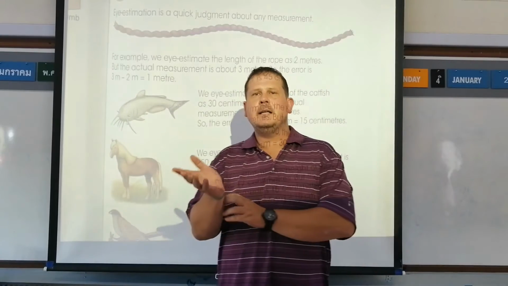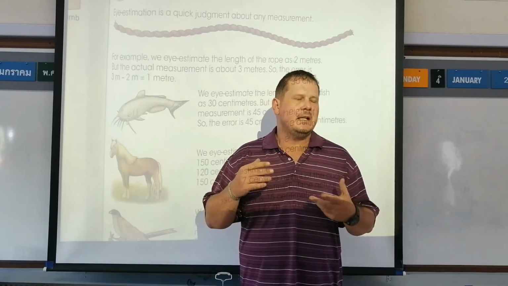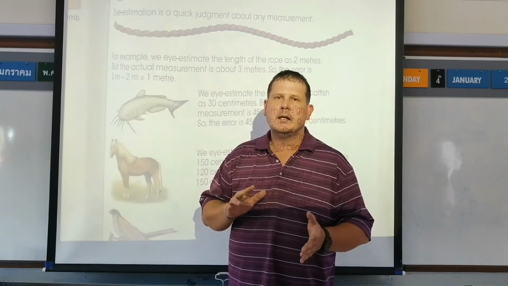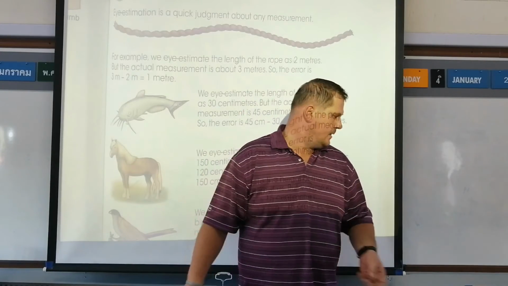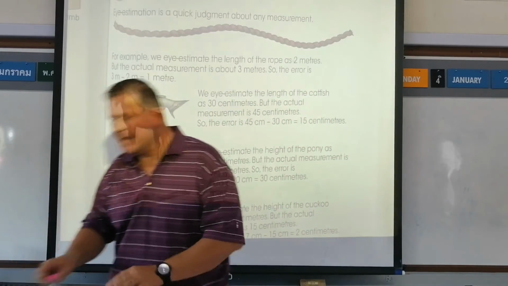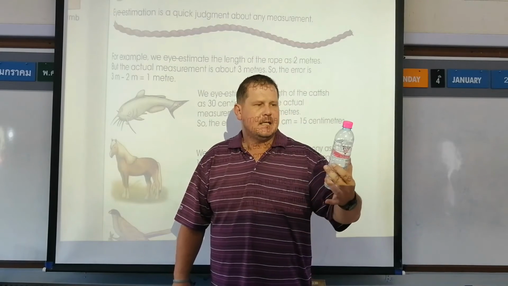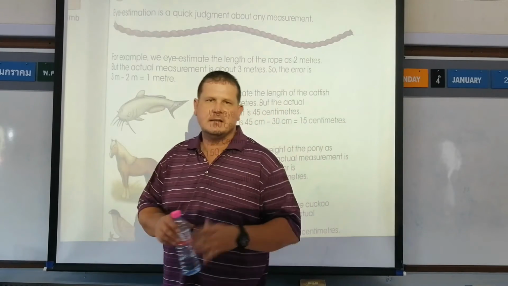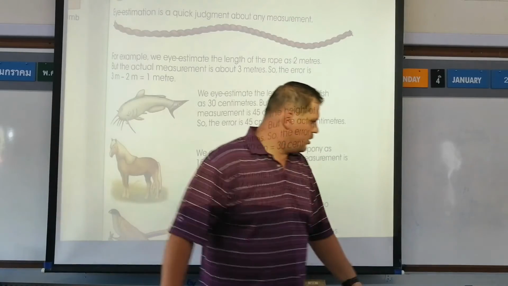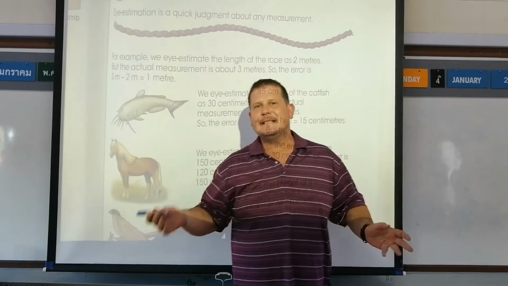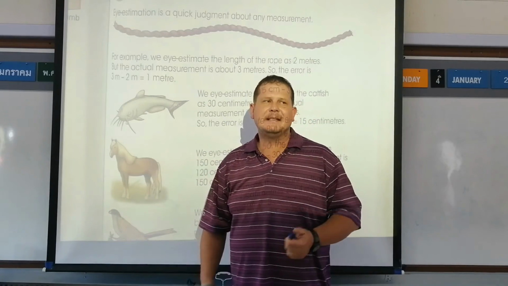Okay, guys, and then just quickly about eye estimating. Looking at something and being able to roughly guess how long or how short it is. Like I told you with the bottle, if I look at it, I guess it's about 20 centimeters, so maybe about 200 millimeters, give or take. If I look at this pen, I will say maybe it's about 10 centimeters or 100 millimeters.